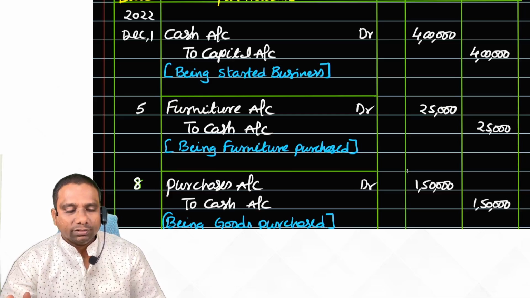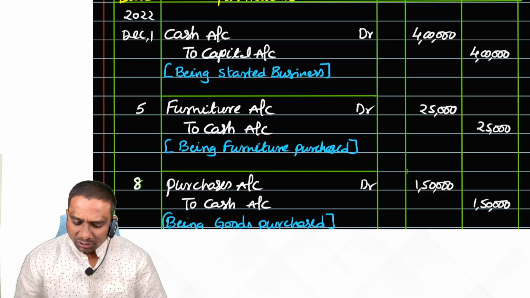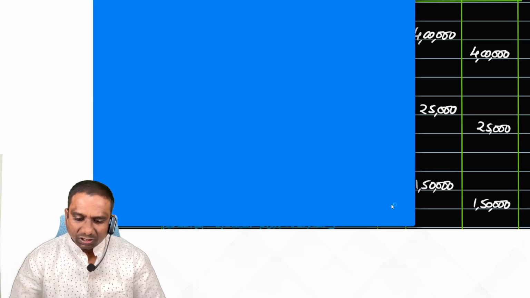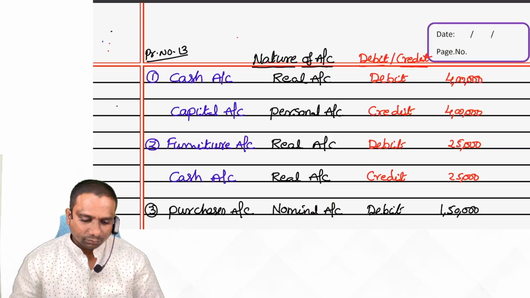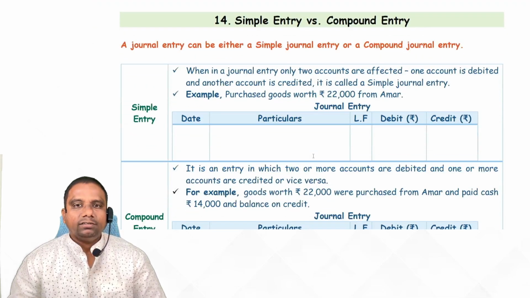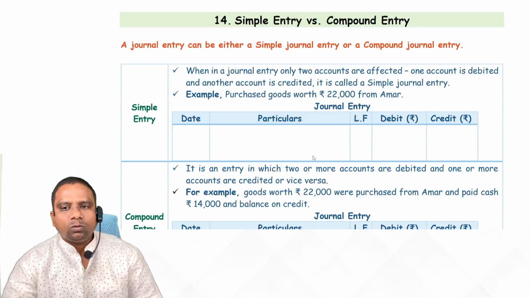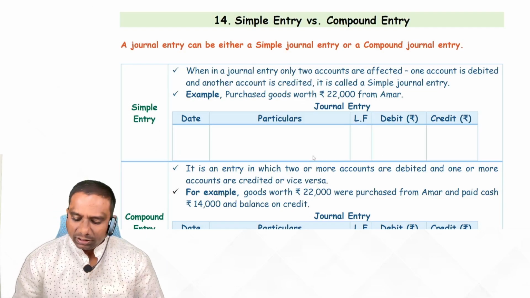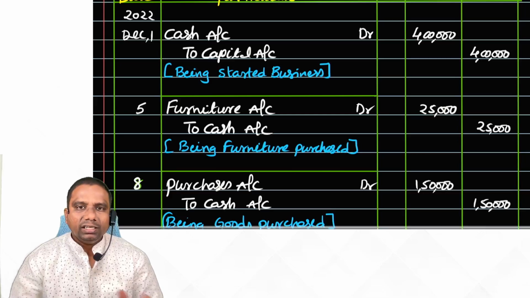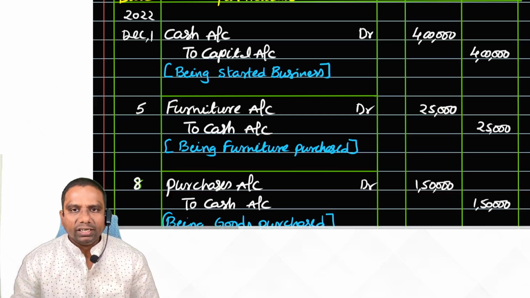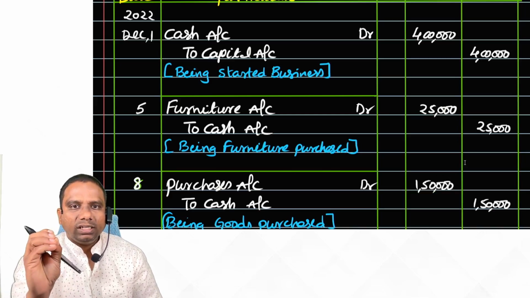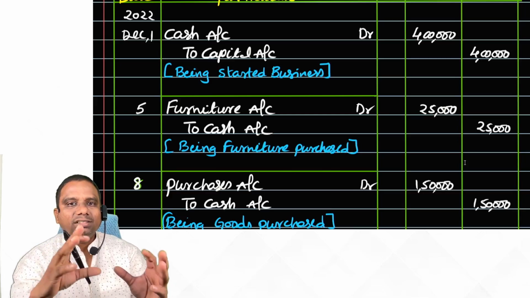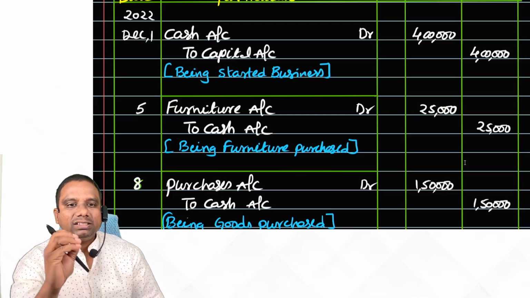Is it clear, students? Yes. Now come to the next important concept, that is simple entry versus compound entry. So what is the meaning of simple entry? In an entry, if it contains only one account debit and one account credit, then this type of entry we call a simple entry.